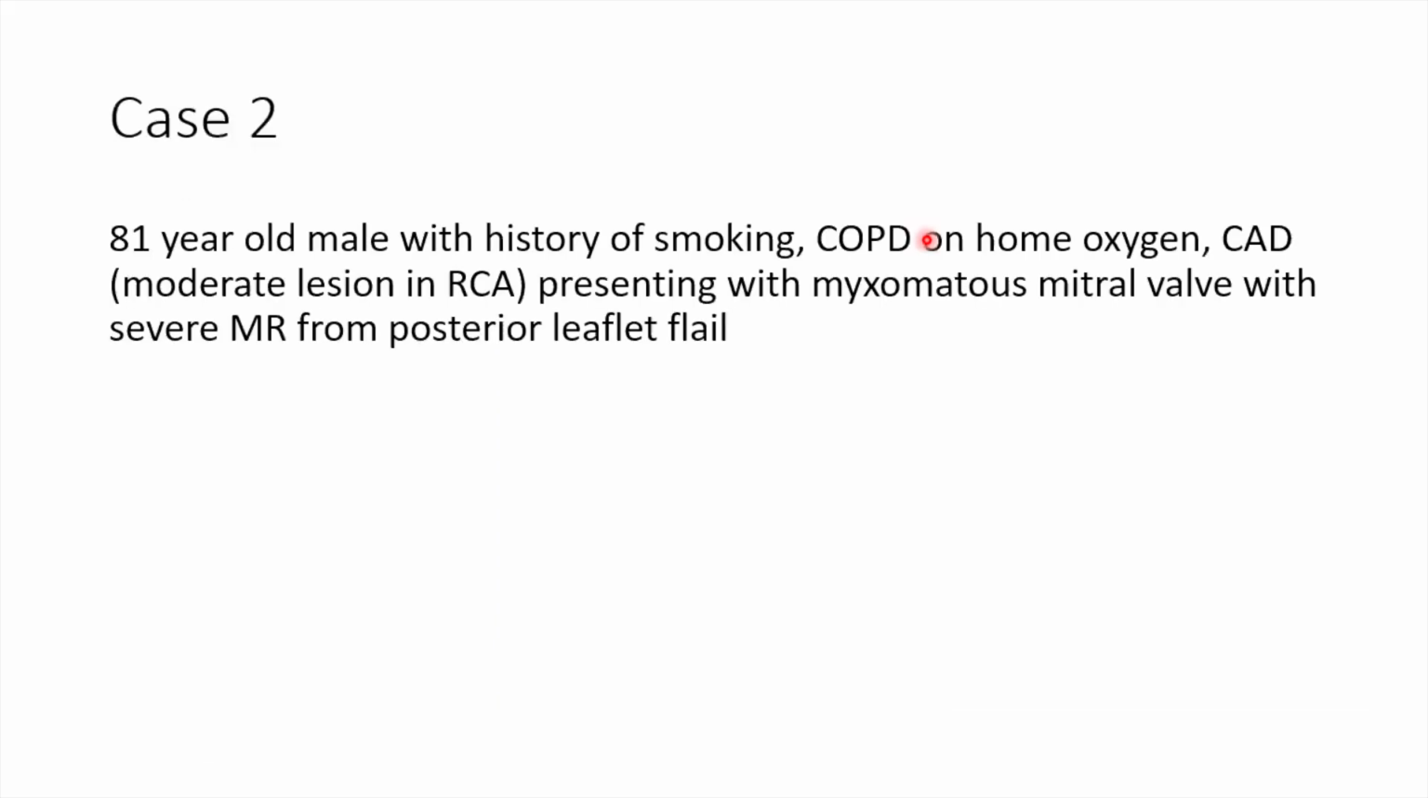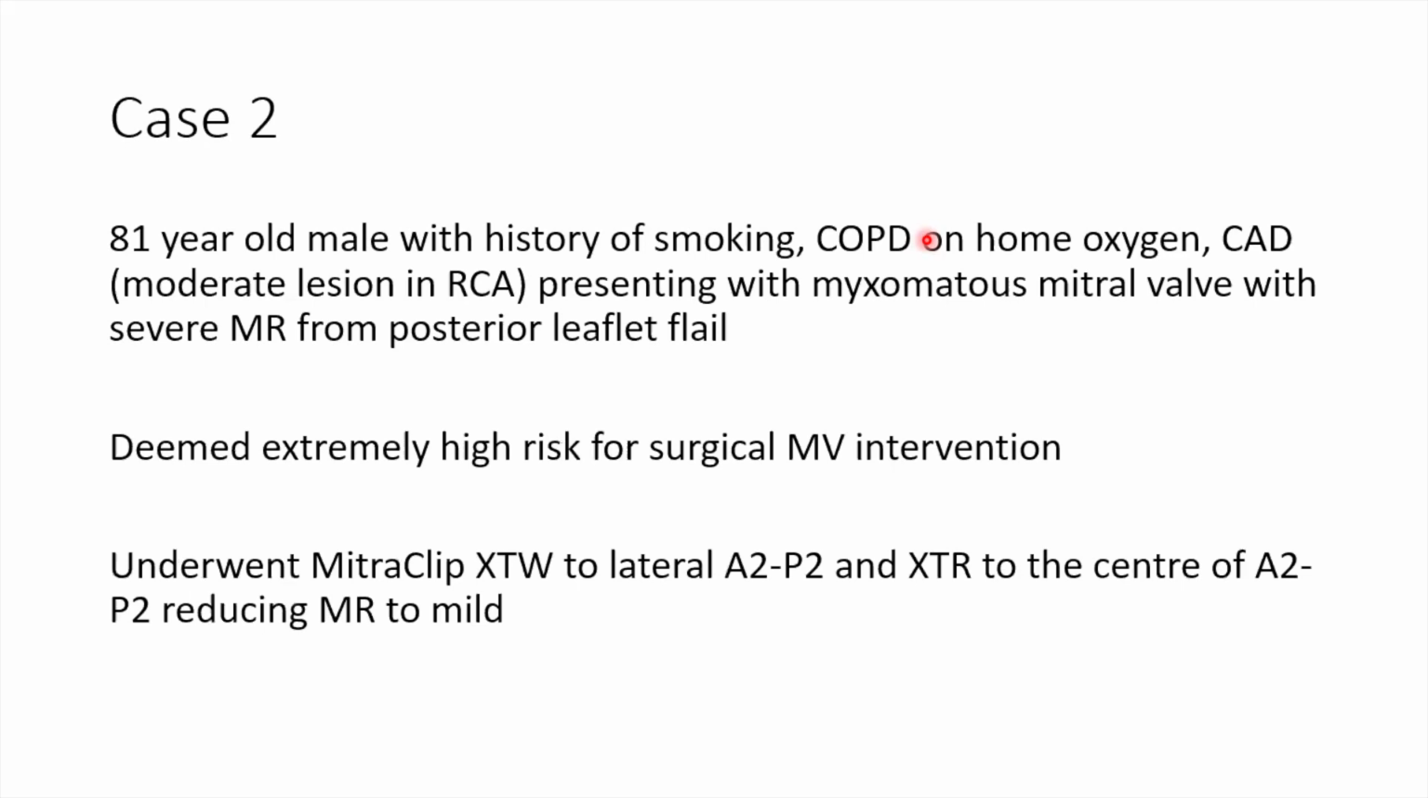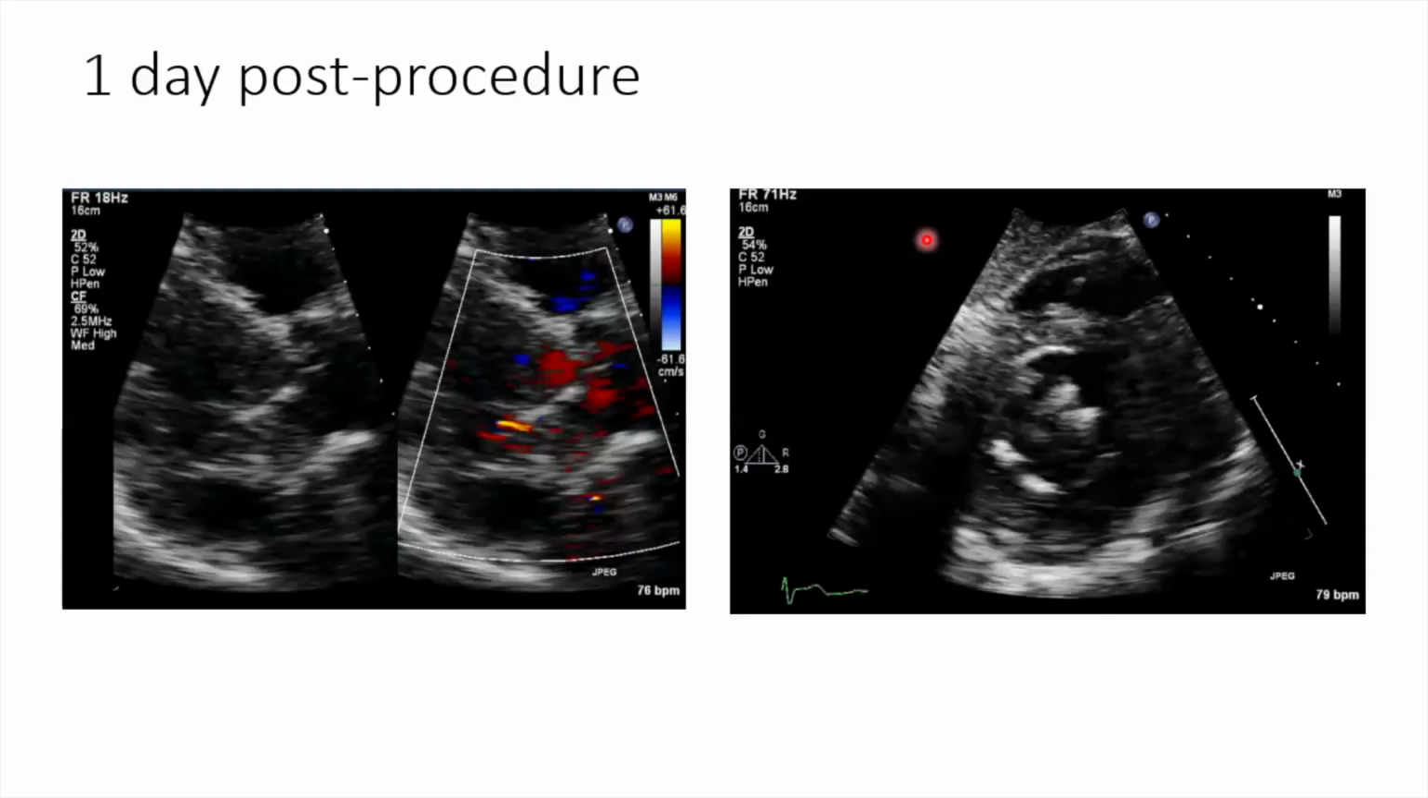So I just want to present case 2. This is an 81-year-old male with a history of smoking, COPD on home oxygen, and CAD, with a myxomatous mitral valve and severe MR from posterior leaflet flail. He was deemed extremely high risk for surgical intervention because he has COPD, is on home oxygen, and is quite frail. And so he ended up having a MitraClip with an XTW to the lateral A2P2 and an XTR to the center of A2P2, reducing the MR to mild.